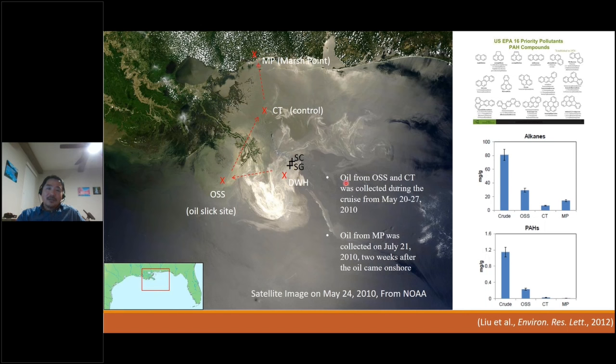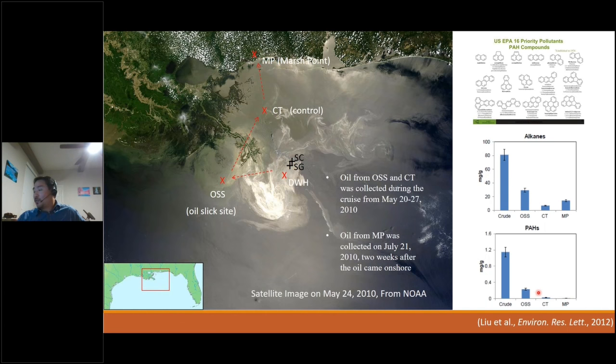So based on those samples, we measured the total concentration of the PAHs. You can see the PAHs actually decreased by more than 90%. So the PAHs are mostly gone when they hit the shore, which is actually good news. Why the aromatic hydrocarbons are gone, we don't know. That's interesting. But it is actually good news because it means less toxic.